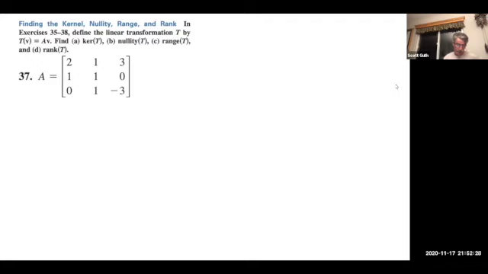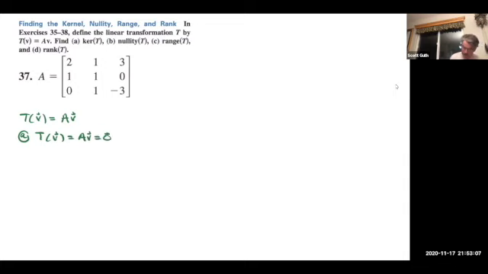Okay, so I want to look at number 37. This was originally number 35, which was kind of boring, and I wanted it to have a non-trivial kernel. Just real quickly, on 37, this one has a non-trivial kernel, so that's why I changed the problem. T of v is A times v. For the kernel, we need T of v, which is A times v, equal to 0.